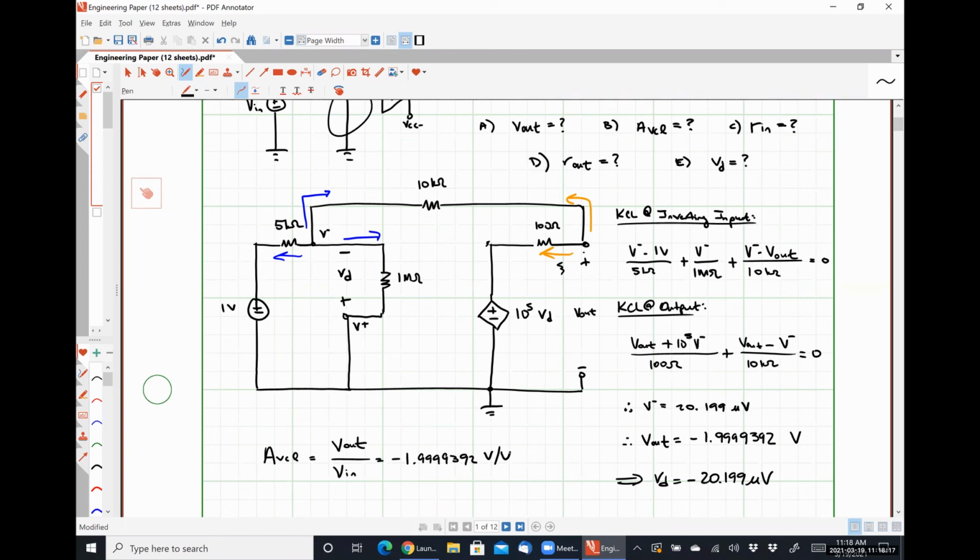All right, so that is 3 of the 5 quantities. We have solved part A, part B, and part E. Our input resistance, we're about to talk about, it's going to be fairly trivial. Our output resistance is going to be less so, all right? So I'm going to erase these arrows.